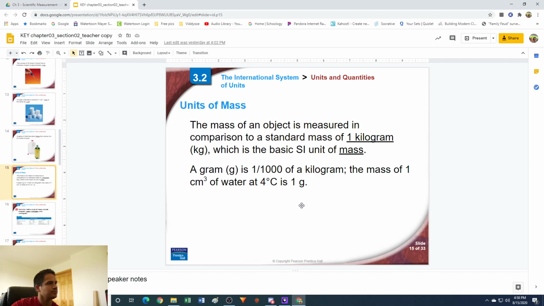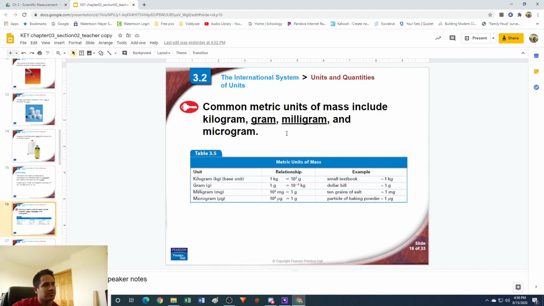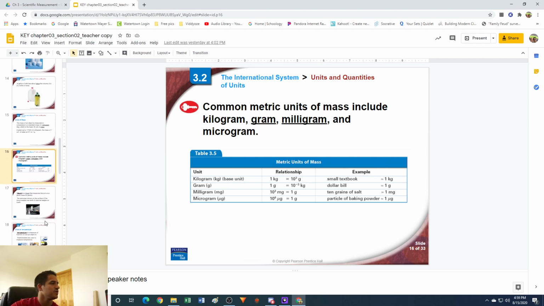Then, as for mass, the SI unit for mass is the kilogram, not the gram, though of course the gram is more commonly used because a kilogram is a pretty big unit. The gram is 1/1000th of a kilogram, and that's the one we more commonly use, or other versions of the kilogram, such as the milligram and the microgram. Again, know what these prefixes mean. Know what kilo means, know what micro means, know what milli means.